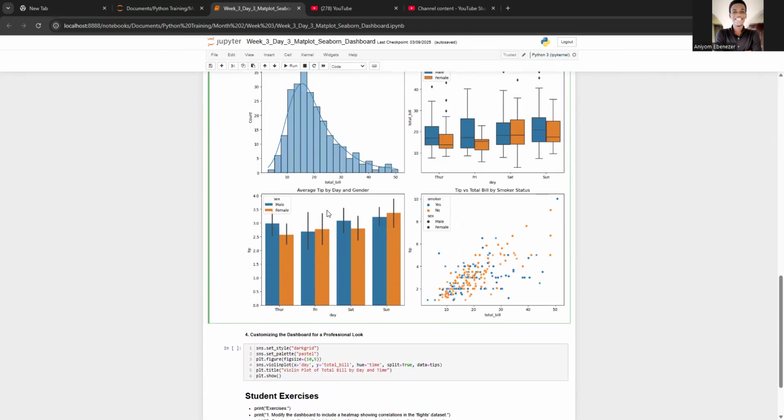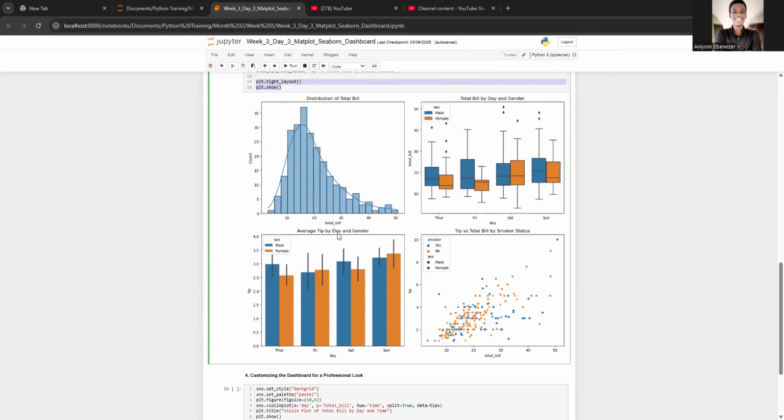Okay, so we also see average tips per day, male and female. The tip for male is far beyond that of female. But on Friday, I think Friday and Sunday, we had a change in the pricing, right? So it became that the female had a higher tip than the male. The same thing is applicable on this one.